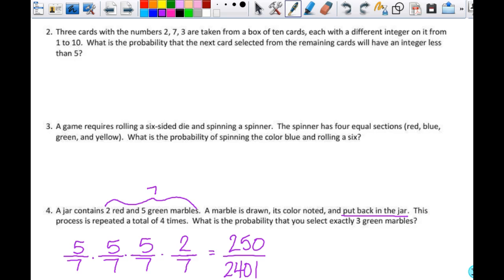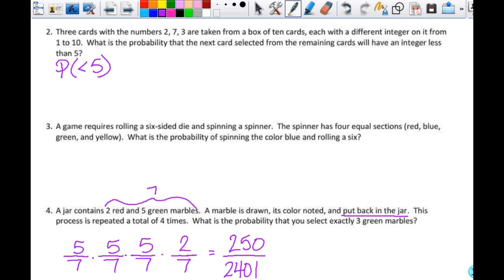So number 2 says 3 cards with the numbers 2, 7, and 3 are taken from a box of 10 cards, each with a different integer on it from 1 to 10. What is the probability that the next card selected from the remaining cards will have an integer less than 5? So that last sentence pretty much said, what's the probability of you picking a card that is less than 5?